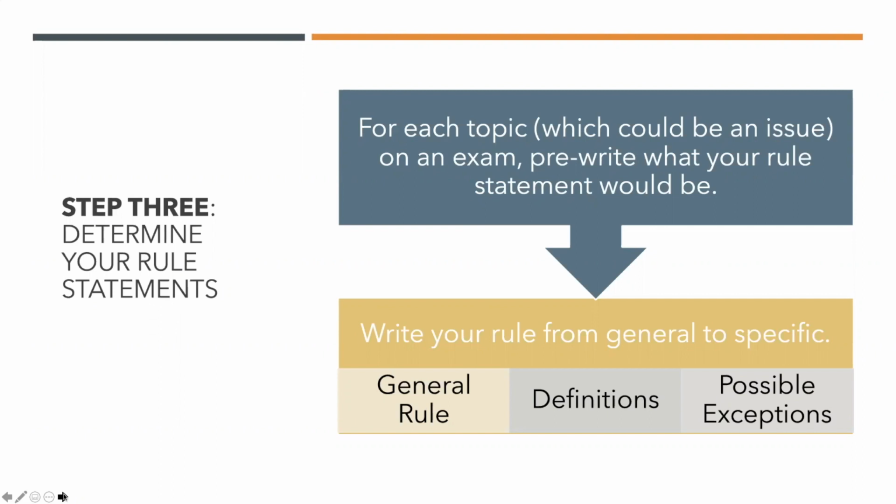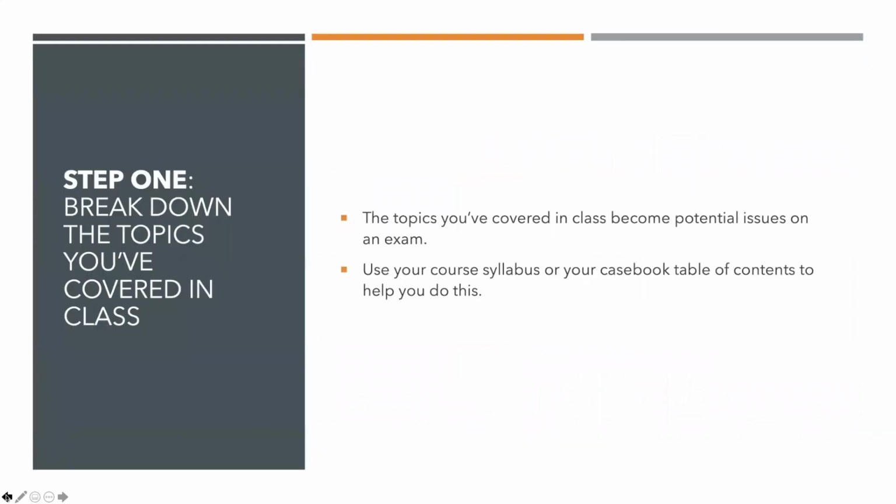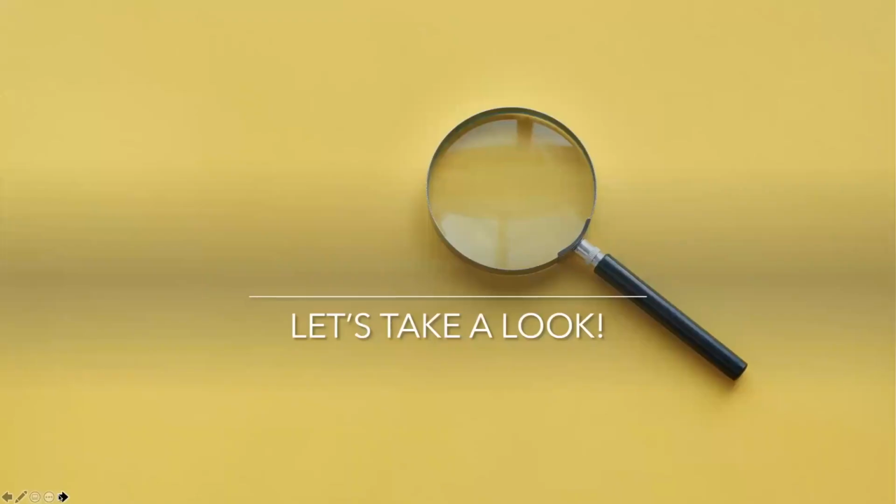So we've talked about 3 steps, right? We've just talked about step 3, which is actually pre-writing these rules and how to write them. And step 2 was determining the structure and organization of our exam. And that first step is the preliminary step that we really need to do, which is to determine what even are the topics that are potentially going to be tested on my exam and what my professor is potentially going to cover. So let's take a look at an example of how we can do this.